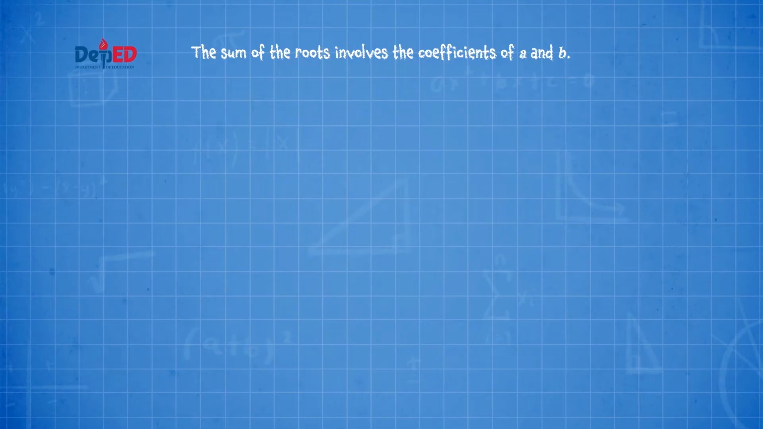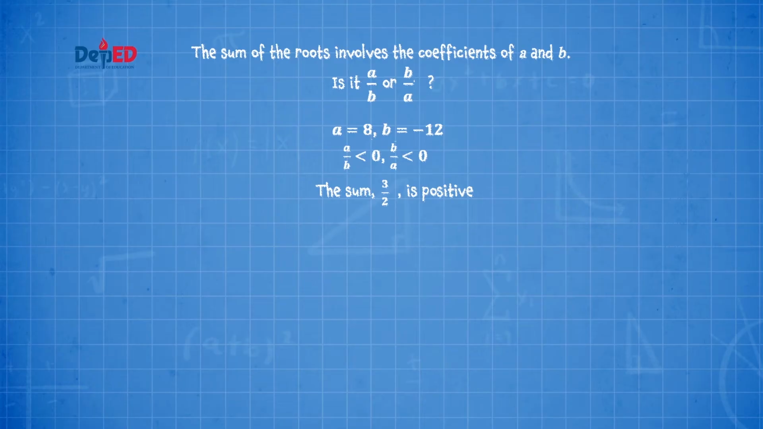But if we will pursue our assumption that two coefficients are involved, and definitely c is not one of them, then the sum of the roots involves the coefficients a and b. But is it a over b or b over a? Take note, the sum is an improper fraction. In the equation, the coefficient a is positive, while the coefficient b is negative. They are of opposite signs, which means that the quotient will be negative. However, the sum 3 over 2 is positive. So this implies that we should get the negative of the quotient of the two coefficients.